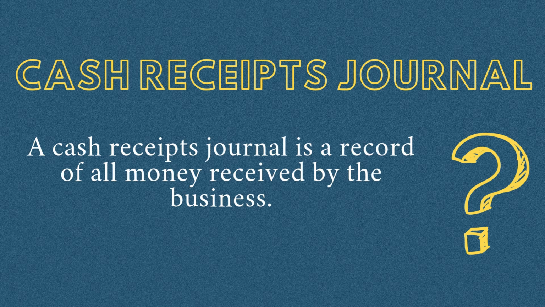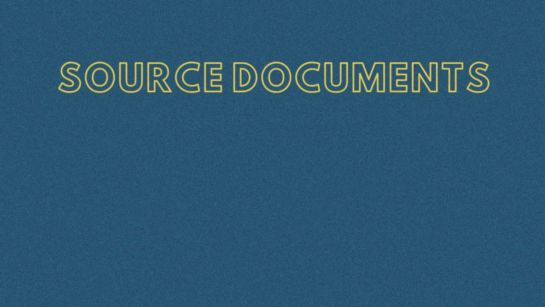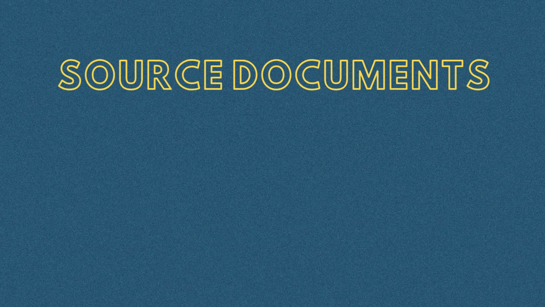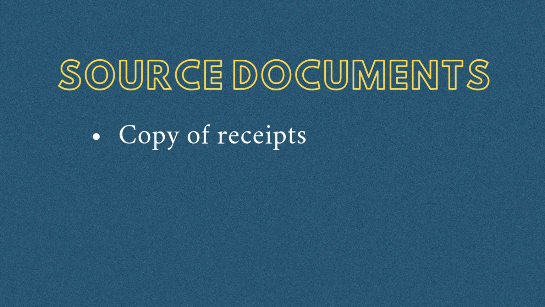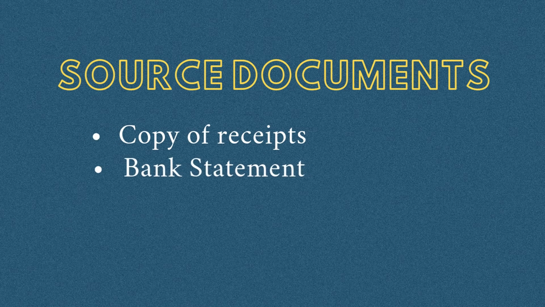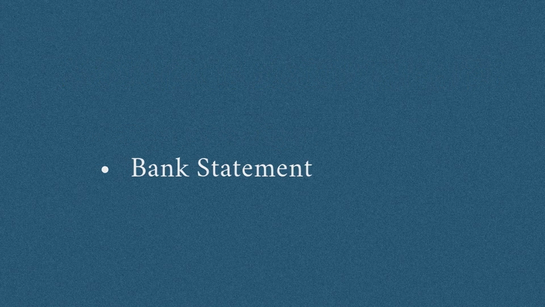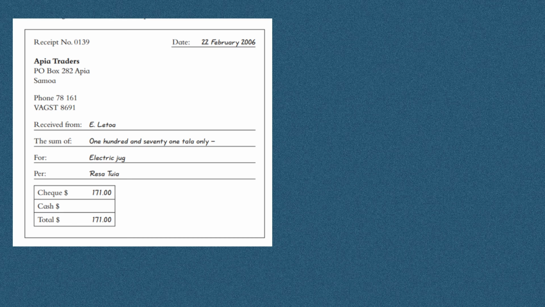For instance, cash sales or sale of an asset. Source documents mostly used to prepare a cash receipts journal include copy of receipts and bank statement. Let's take a look at this receipt. This receipt was a proof of sale made on the 22nd of February 2006. This receipt proves that the business received cash for the sale of an electric jug on the given date.